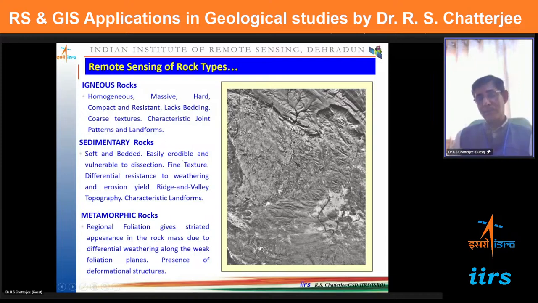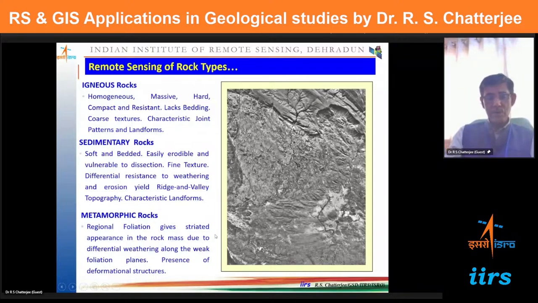Some layers may be very hard, like sandstone, for example, or maybe some kind of carbonate rocks. And some rocks are very soft, like shale, like clay kind of rocks. So depending on the type of rocks, certain rock layers are a little hard and other layers are soft. So you get this kind of ridge valley topography. You can find that layered ridge, then valley, then ridge.